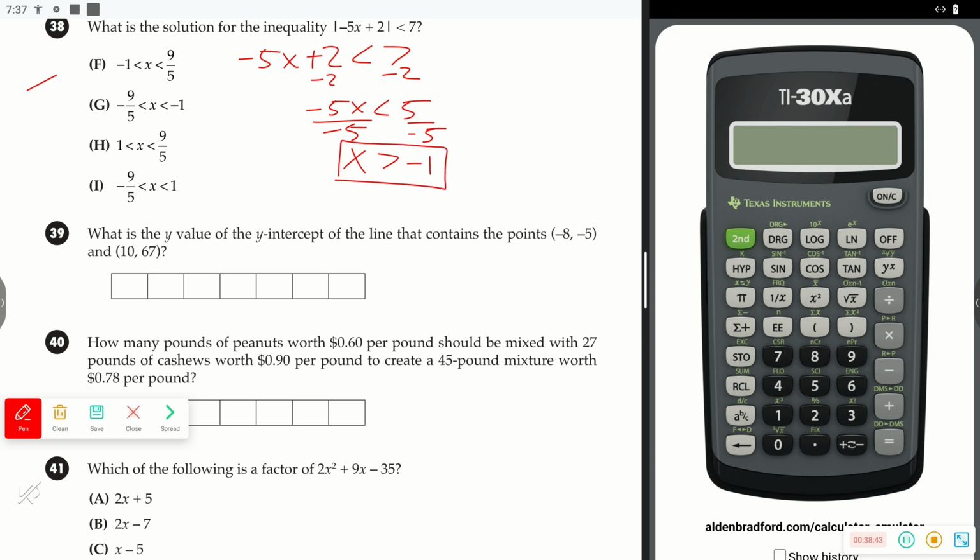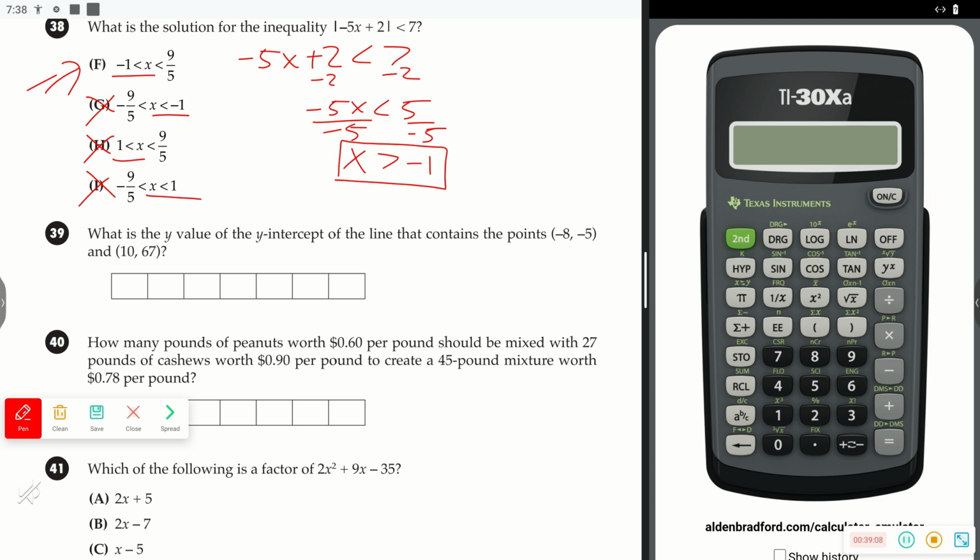So this is the first solution to the absolute value problem. X is greater than negative 1. That works. X is less than negative 1. That one doesn't work. X is greater than 1. That doesn't work. X is less than 1. That one doesn't work. We actually know the answer is F, but for completion, let's solve the other one too.